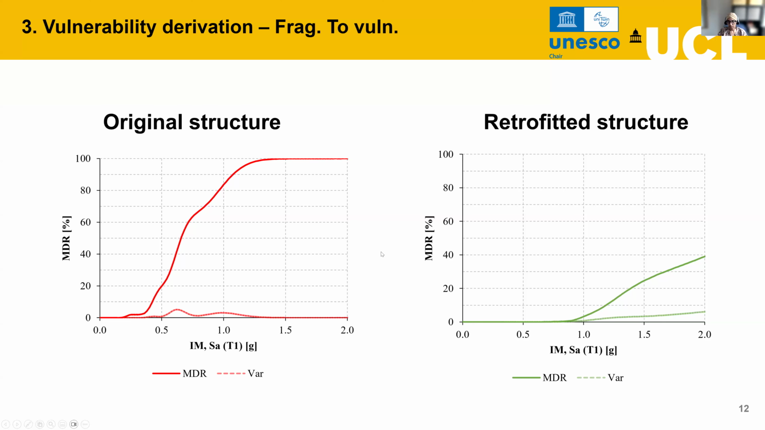So we see that for the normal range of ground motion intensities, the vulnerability is significantly reduced. Say, for example, even up to 1g, we don't have any significant vulnerability. It's still under 10% MDR.